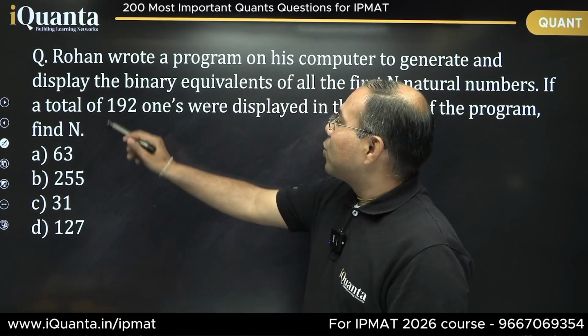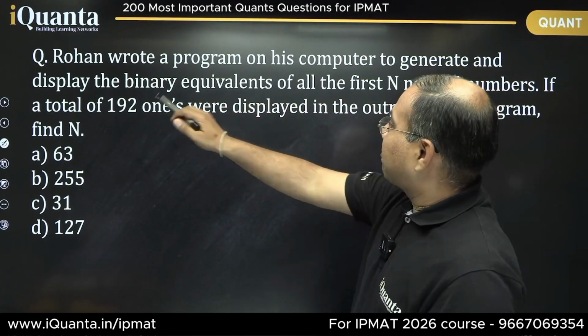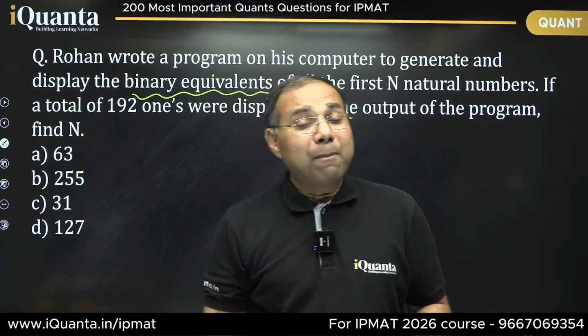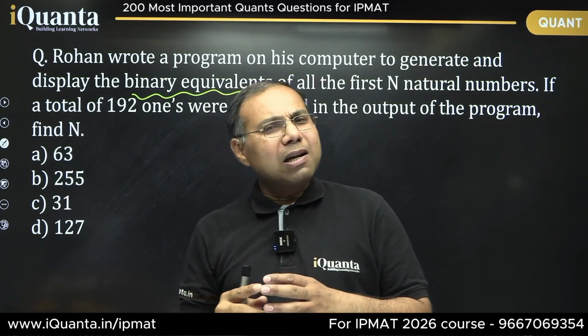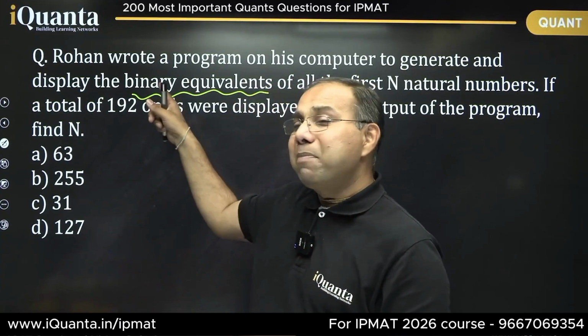It says Rohan wrote a program on his computer to generate and display the binary equivalents. Now, what is this binary equivalents? It is base 2, right? You remember when we write any number in binary or base 2, we are using only 2 digits. Basically, that was the meaning of binary.